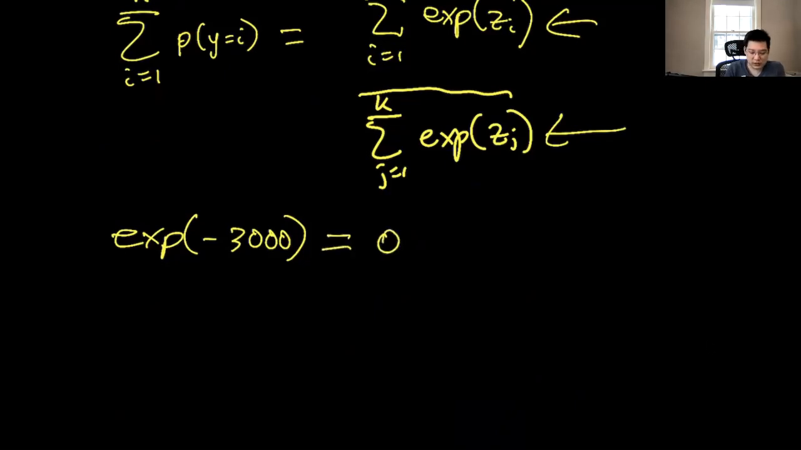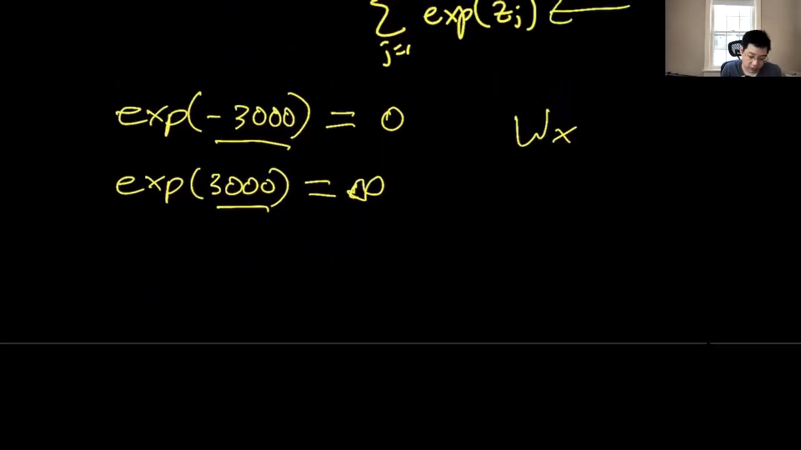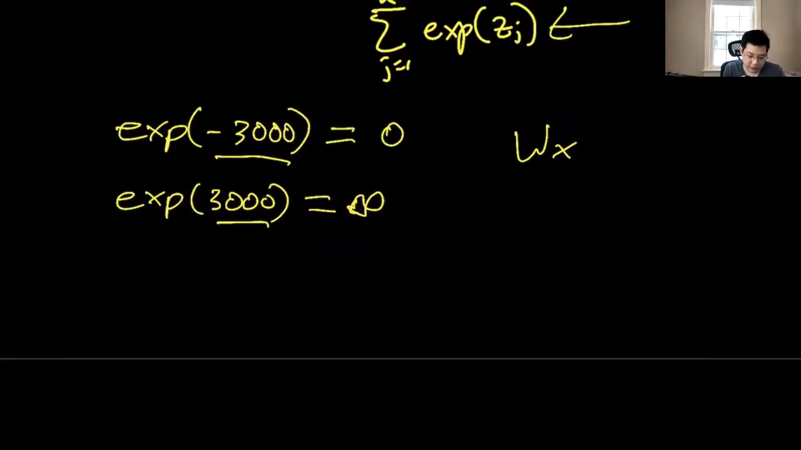Ideally, what we want is to just store this number right in there. Similarly, if you go the other direction, exp of 3,000, the computer will store that as infinity. Again, I'm not sure if that's actually enough. It depends on the precision you're working at. I'm pretty sure exp of 3,000 already goes to infinity. But the point is that this is not that big a number. You can imagine a bigger number that comes out of your Wx value. So the goal is to store things in a more robust manner.